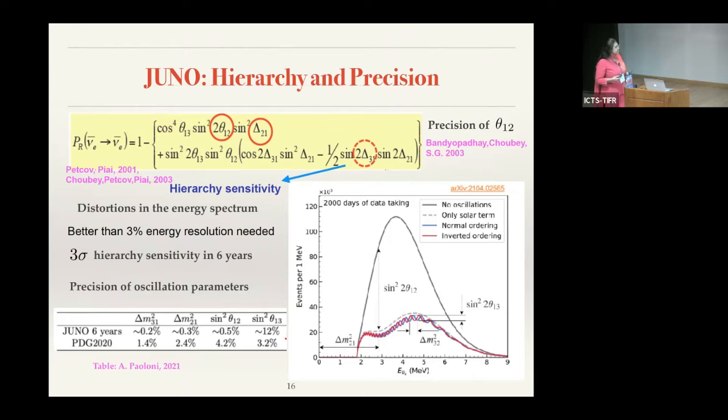I want to mention that the first study on a 60 kilometer baseline experiment was done by us back in 2003, where we showed that the precision of theta 1.2 is very high in such an experiment. Later on, this kind of work was done by this group to show that a 60 kilometer experiment also has very good hierarchy sensitivity.